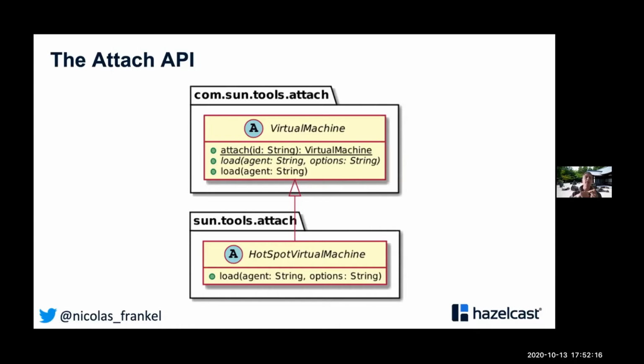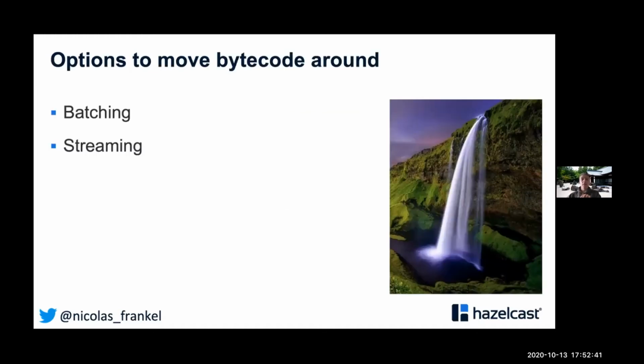So with the instrumentation API, we know how to change running bytecodes. With the attach API, we know how to take an agent and attach it dynamically to a running JVM. What we need now is a way to read some classes, some bytecode, and stream it to have continuous deployment. So we have two ways to do that. We could do that in batches, or we could do that in streams.